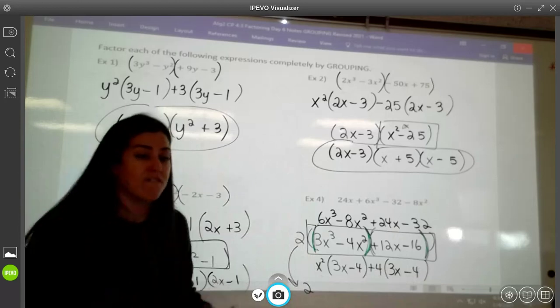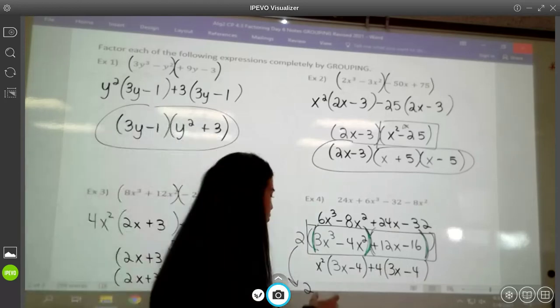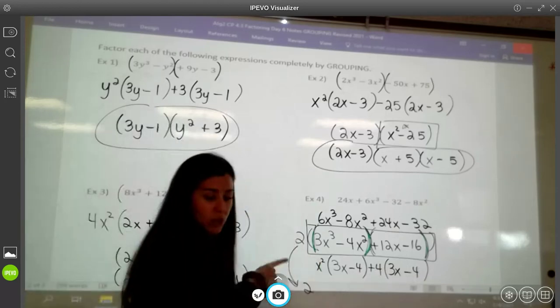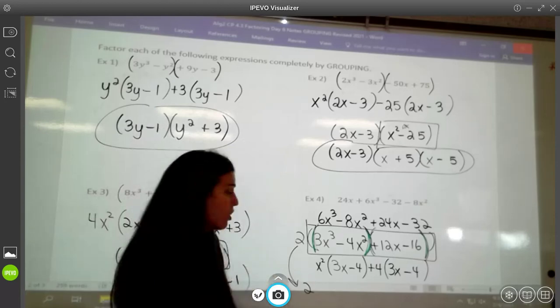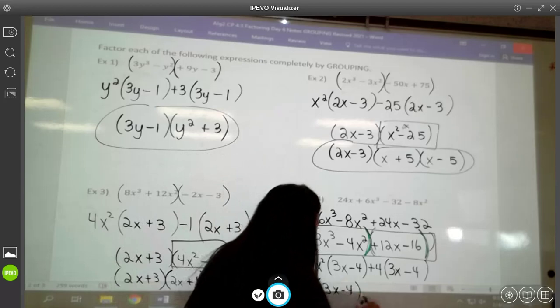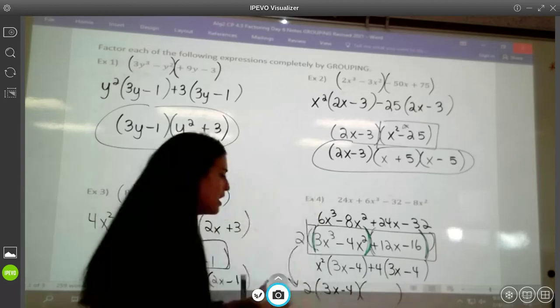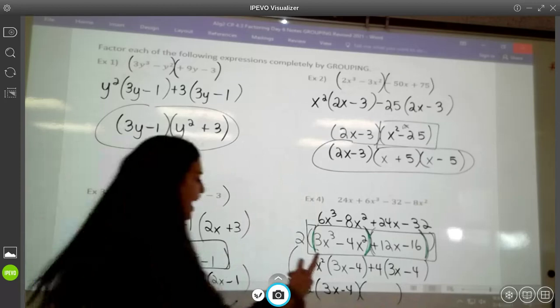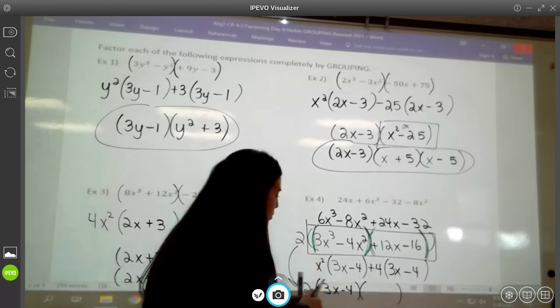Now let's write our final factors. First, we have our GCF that we took out in the beginning. It has to be part of our answer. Our next factor will be the factor that matched, 3x minus 4. And then our last factor will be, if I took the 3x minus 4s out, what's left? X squared plus 4.